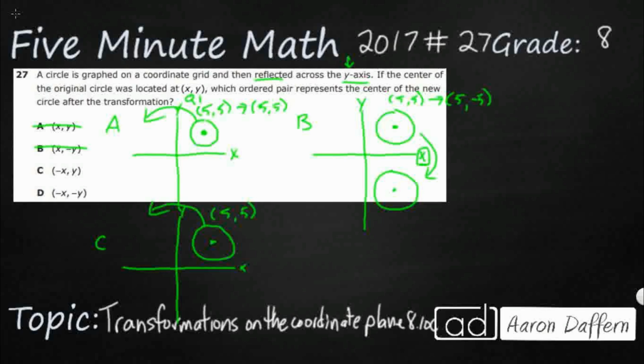Negative x, y. Alright, so negative x, negative y. So negative x is going to be, 5 is positive, so let's just make that negative 5. And then the y stays the same as 5. So negative 5, 5 would be right around there. Aha. Okay. That's looking pretty good. It flipped over that y-axis. Let's just double check. Thinking this is it. Let's just double check our D.